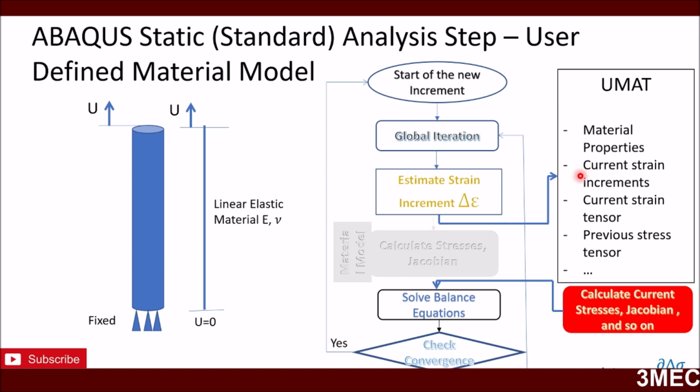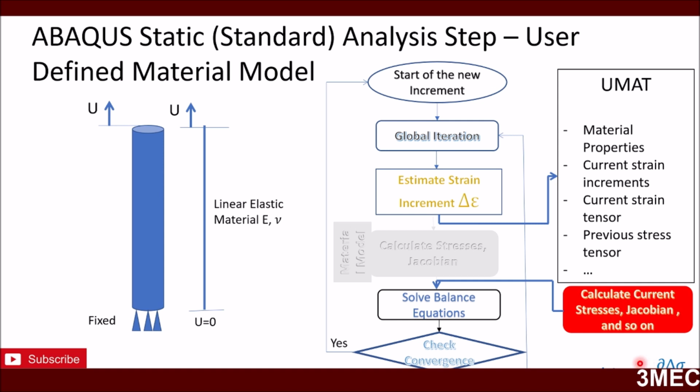So strain increment, which is coming from the model and boundary conditions, material properties, which are your input, the current strain increment, as I told you, then the current strain tensor depending on the increments, and the previous stress tensor, and if there are any history variables, then they also come here from the previous increment. Here you will calculate stresses, the Jacobian, and the other state variables if they are there. What is Jacobian? Jacobian is nothing else but the partial derivative of the stress increment with respect to the strain increment. And so this is your Jacobian.